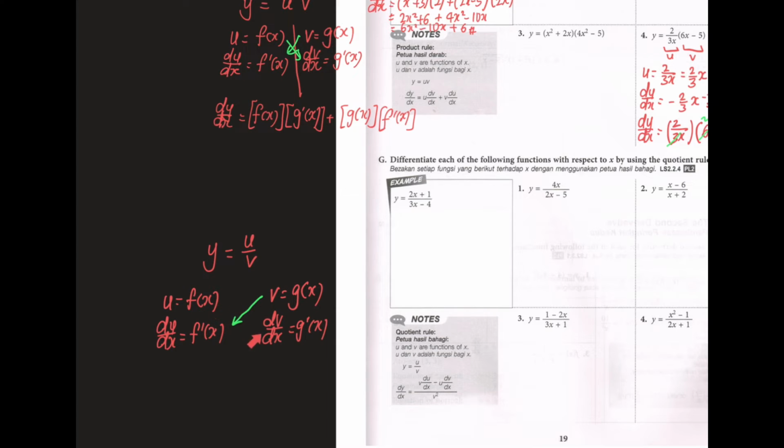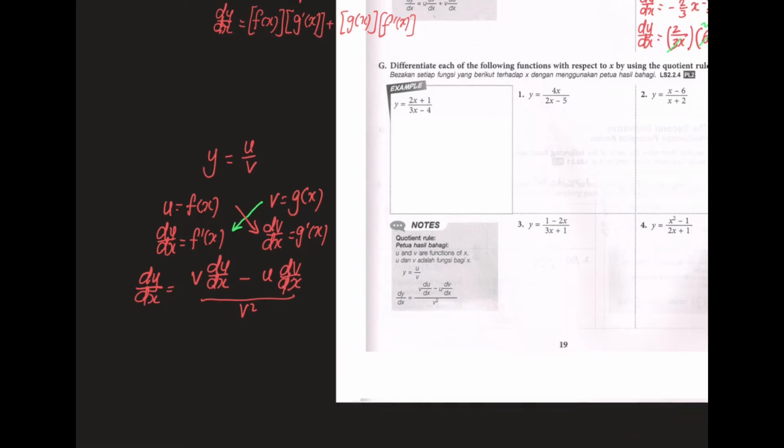Then followed by this. Okay, let's say I use different color so that you remember. The green color starts first. Which means when you want to get your dy dx, you must put v cross multiply with du dx, then minus u cross multiply with dv dx. And then you still need to do one more thing, which is divide by v squared.